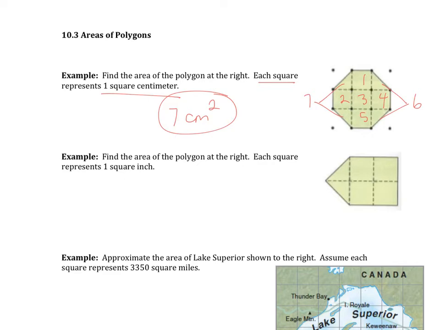Okay. Next one here, find the area of this polygon at the right. Again, tells me that each square is 1 square inch. I'm going to go ahead and label these 1, 2, 3, 4. And these two make 5, so this is 5 inches squared.